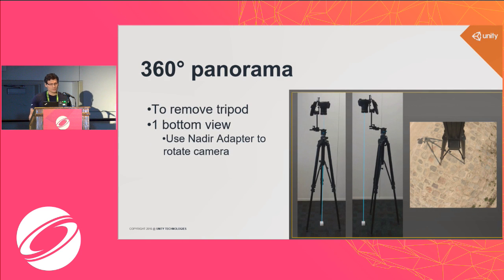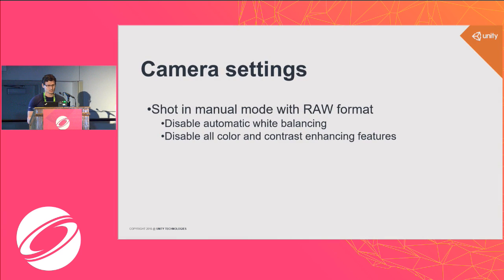To remove the tripod, we capture an extra bottom view. We place a marker on the ground under the tripod at the pivot point and move the tripod, then rotate the camera with the help of the nadir editor. Of course, we shoot in manual mode in a raw format, and we disable automatic white balancing and color contrast enhancing features.